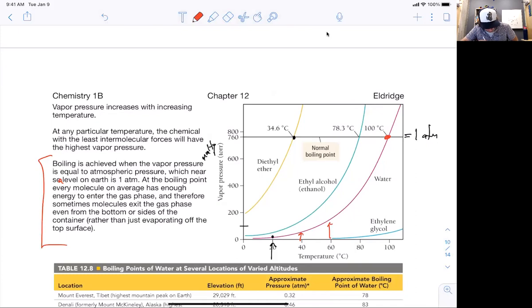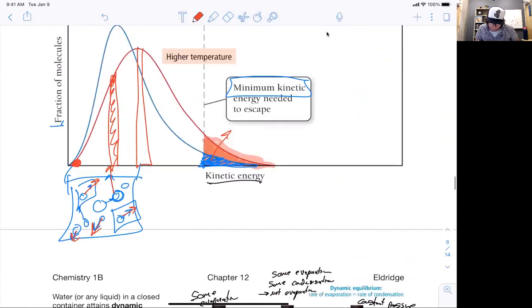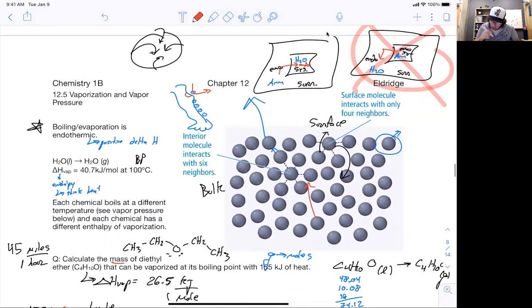At the boiling point, every molecule on average has enough energy to enter the gas phase. So if you come up here, if this is water and you heat it up to 100 Celsius, every single molecule now has enough energy to enter the gas phase. So this one and this one and this one might make a little water bubble. And that's what the bubbles are. They're usually forming on the surfaces of your pot of boiling water. And then that bubble of water has such a low density that it rises up out of the water and escapes and joins the atmosphere.